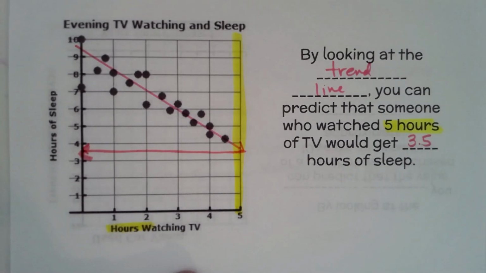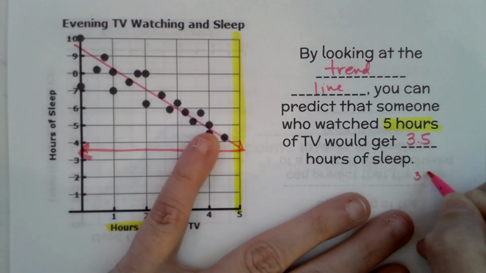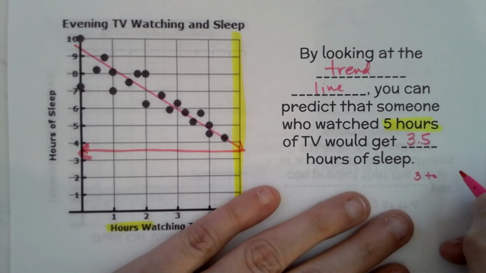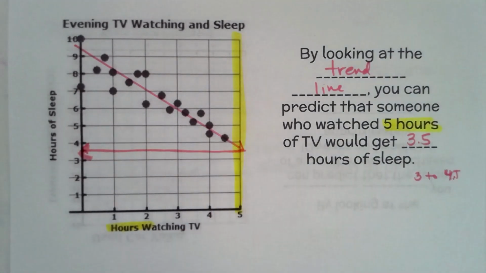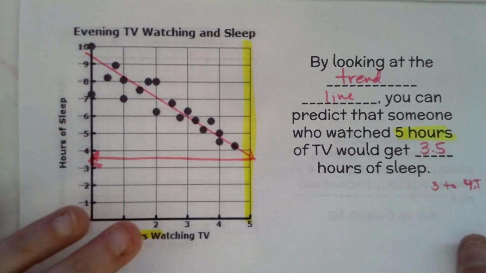If you did your trend line and you got like 4 hours of sleep, that's fine too. Now, if you did your trend line and you got 1 hour of sleep, something's gone wrong, okay? So I would say anything from 3 to 4.5 is probably going to be okay. It means you drew an okay trend line. But remember, trend lines aren't perfect. And unless they're really trying to get you, they're probably not going to make the answers that close together.